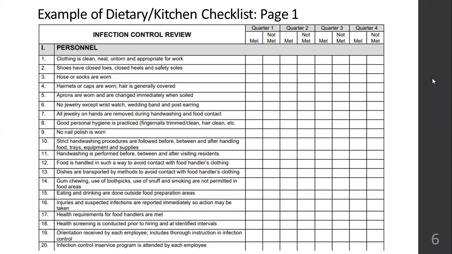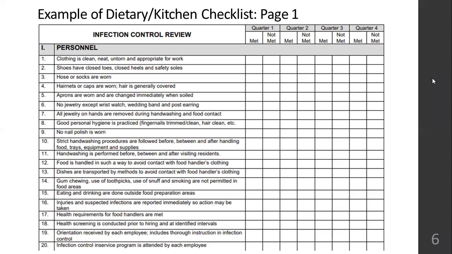Strict hand washing procedures should be followed after handling food trays, just like how you follow the hand washing techniques in patient care. Follow the same with food: before handling food, after handling food, in between, if you're going somewhere, touching something else, or taking a break, wash your hands and then come back to work. The same five moments have to be followed.